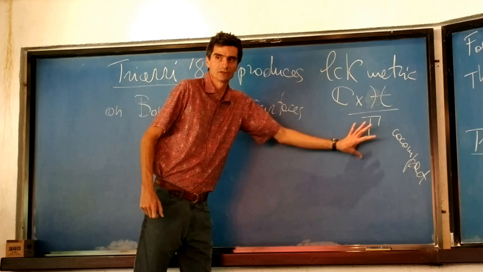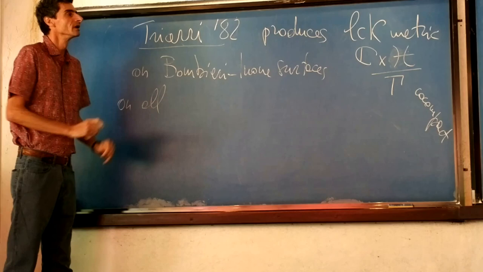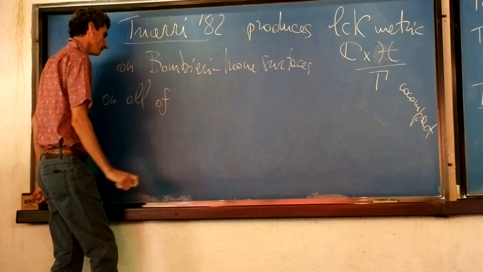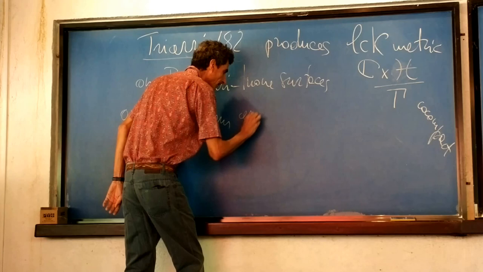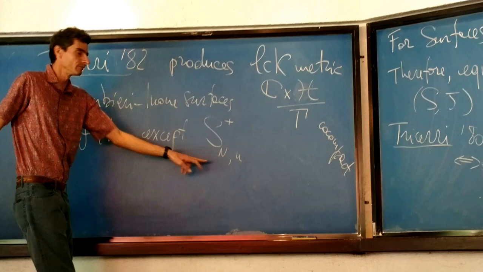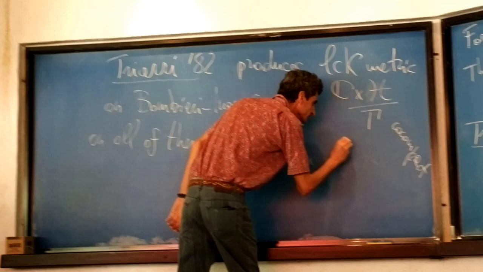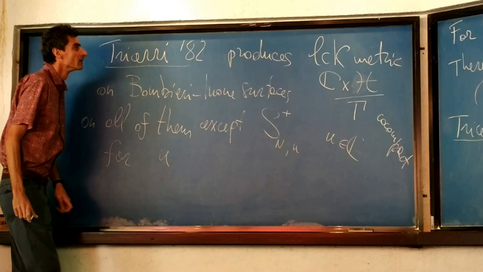Okay, this action is very complicated, and so this comes in three big families of complex surfaces, and each family managed to construct the locally conformally Kahler metric in all of them except for a one-dimensional family which is usually called S plus N, and depends on a complex parameter u, so it's just one-dimensional. And we could only construct the LCK metric when u is real.